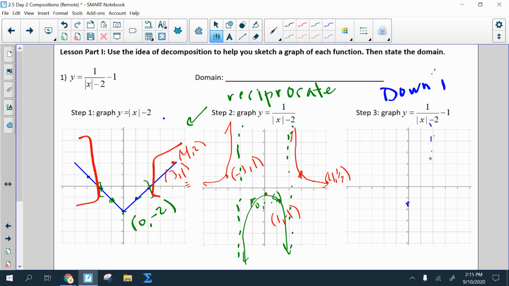And I still have verticals at 2 and negative 2. And I now have the point 1, negative 2. And negative 1, negative 2. And then the point 3, 1 goes to 3, 0. We kind of had a horizontal asymptote, I guess you could say, at 0 originally. So now there's one at negative 1. And so now here's the new graph.